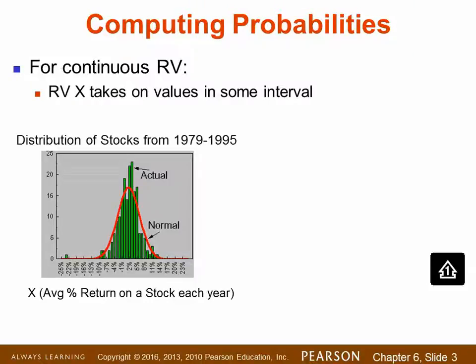For example, this is just some examples, if you look at the average yearly percent return on a stock. These are all the returns, the average returns from 1979 to 1995. So these stocks basically, X takes on values from minus 2.5 to positive 2.5. For this data set, the percentage returns are in this interval.